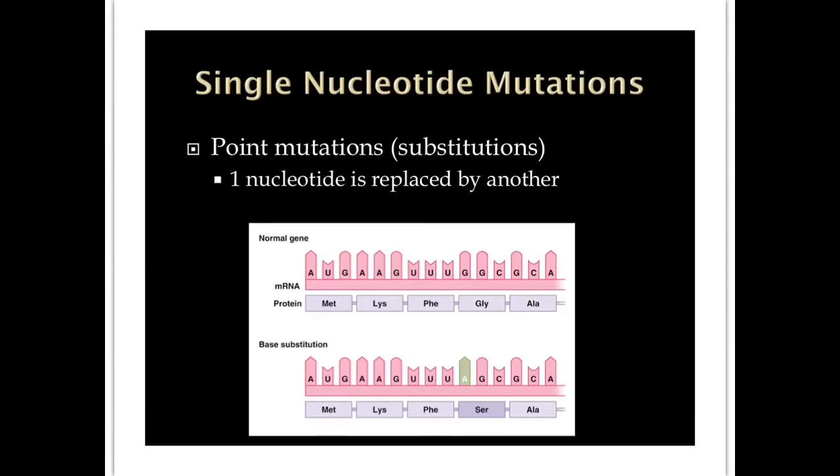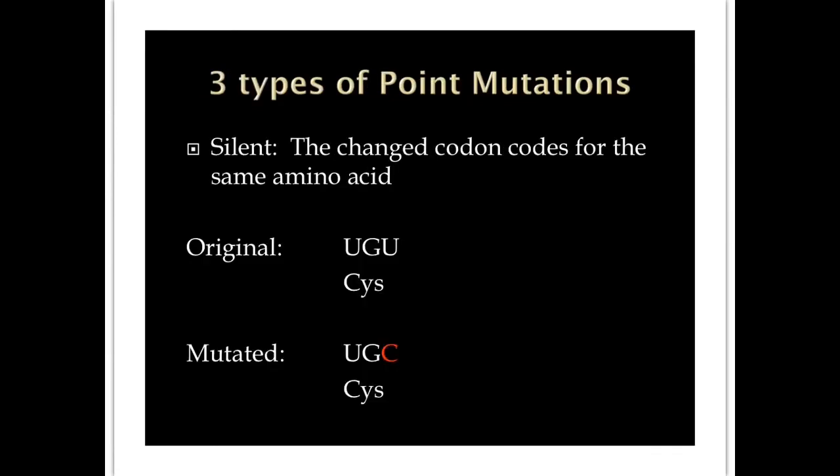A point mutation is when one nucleotide is substituted or replaced for another. These are called point mutations because they can possibly change the protein at a single point by changing just one amino acid. This is different than the other type of mutations called frameshift, and you'll see what I mean. There are 3 different types of point mutations.